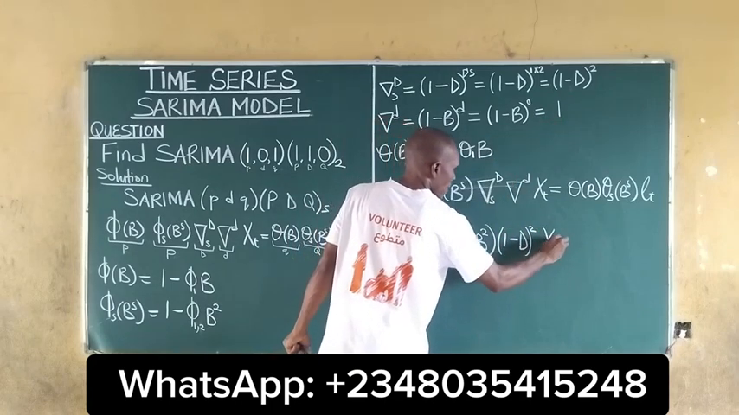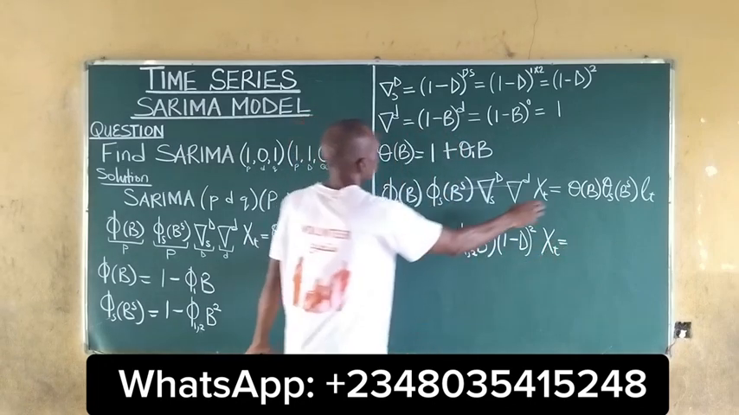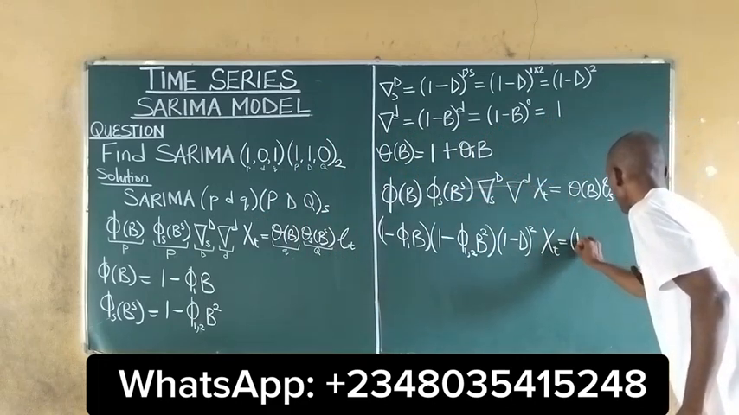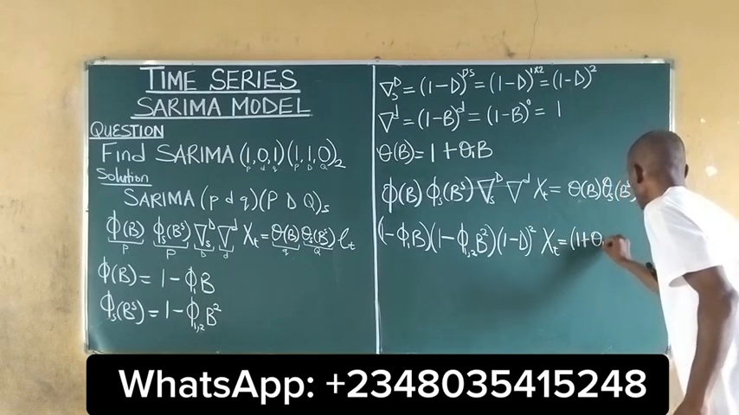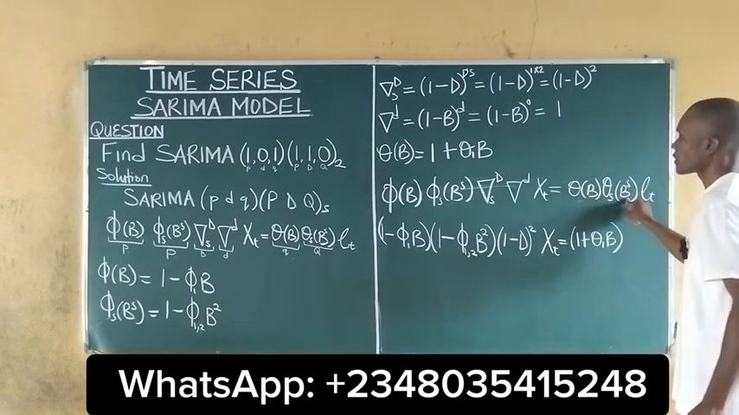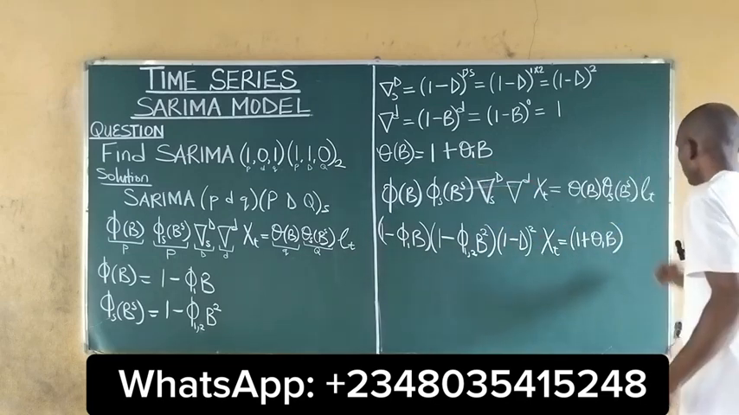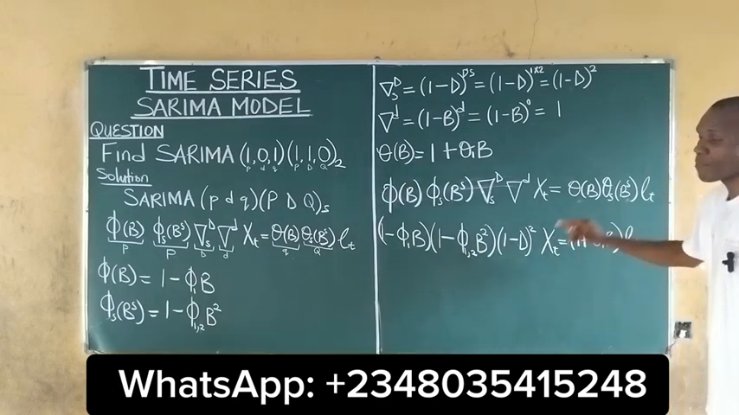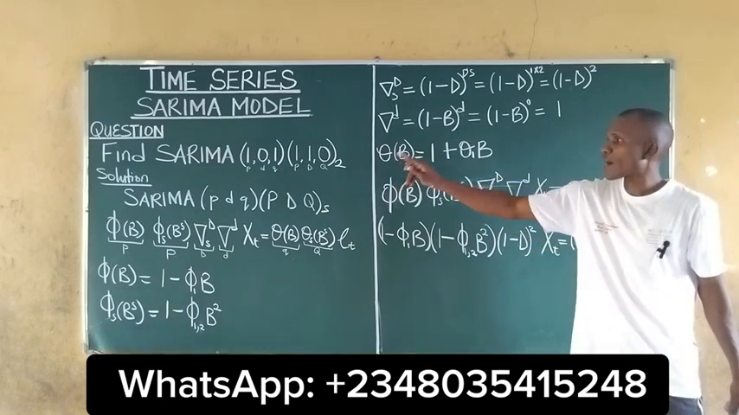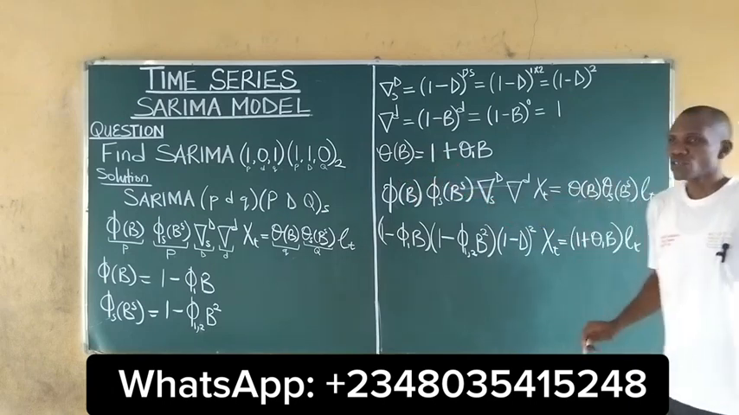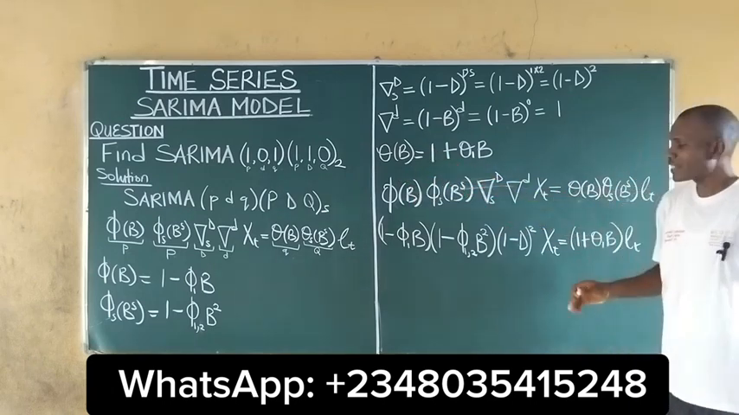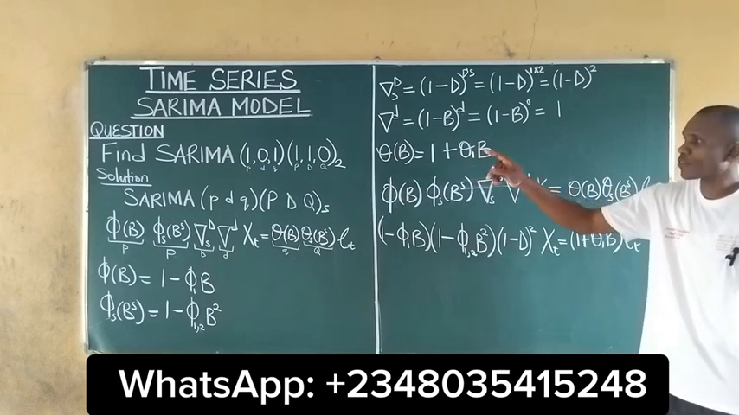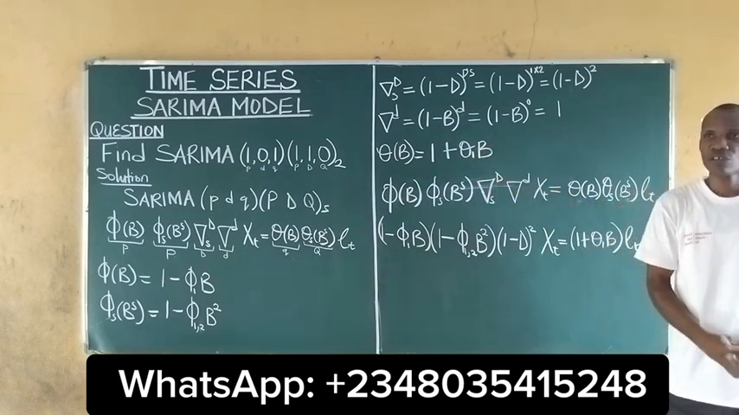So we write down our X t. Also for this part, we have 1 plus theta 1 B. For here we have nothing because it is 0. So we put our e t. This becomes our model for the SARIMA (1,0,1)(1,1,0) seasonal 2. So this is how we can compute the SARIMA model for SARIMA (1,0,1)(1,1,0).